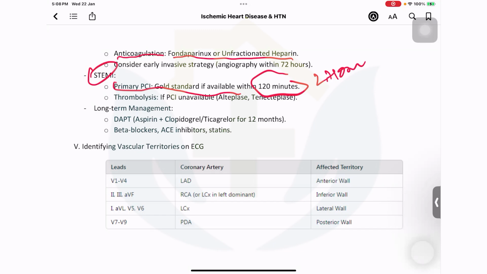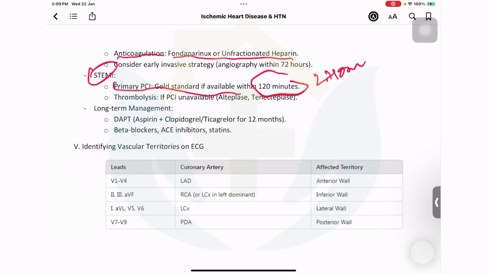After the PCI has been done, long-term management is aspirin plus either ticagrelor or clopidogrel for 12 months. Then a single antiplatelet agent should be fine. Along with that, all other drugs like beta blockers, ACE inhibitors, statins, and diuretics if the critical muscle mass loss has happened and the patient has developed heart failure with reduced ejection fraction.